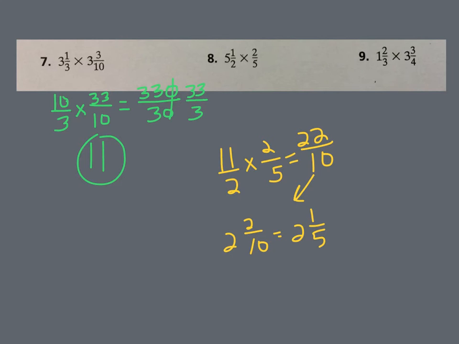And then finally, number 9, 1 2/3 becomes 3 times 1 is 3 plus 2, so that's 5 thirds, times 3 3/4 is 3 times 4 is 12, plus 3 is 15/4. And I'll say 5 times 15 is 75 over 12. 3 times 4 is 12. That will simplify then to 6 3/12, which is 6 1/4.